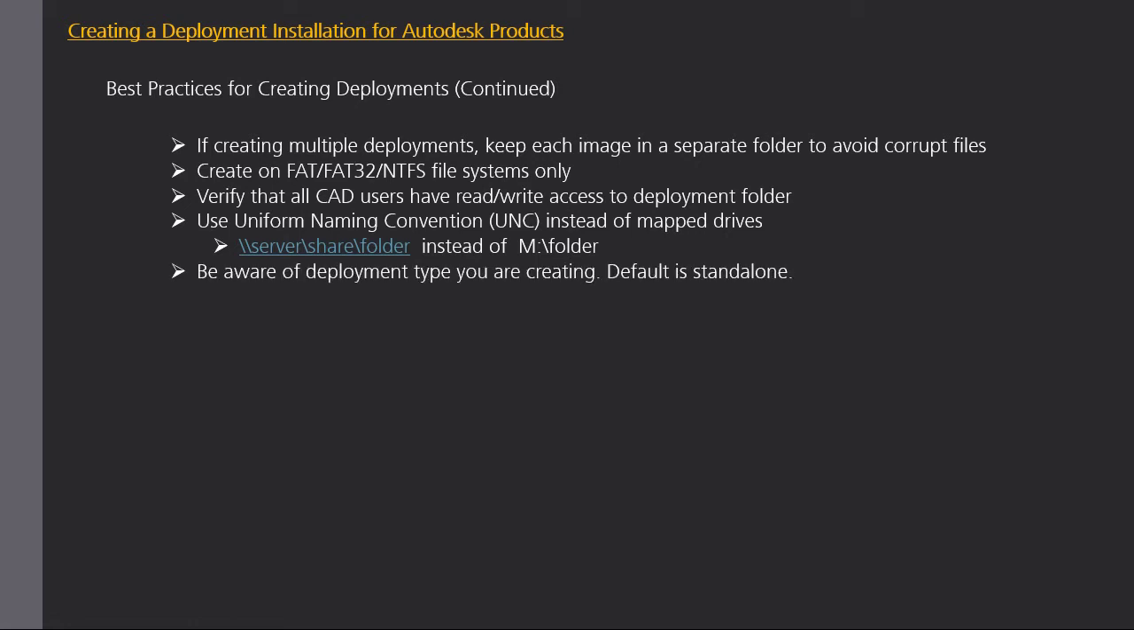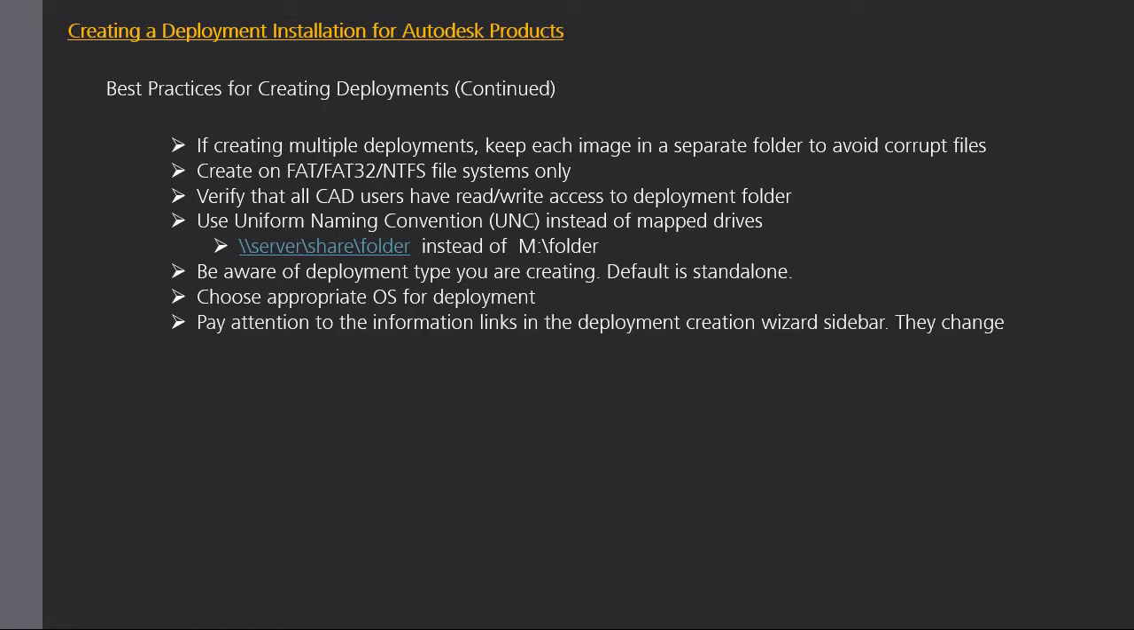Be aware of the deployment type that you're creating. The default is standalone. If you're going to create a network license deployment, you will have to make sure to select that option before you finish. Make sure to choose the appropriate OS for deployment. Pay attention to the information links in the deployment creation wizard's sidebar. They change. They're not the same all the way throughout the process.